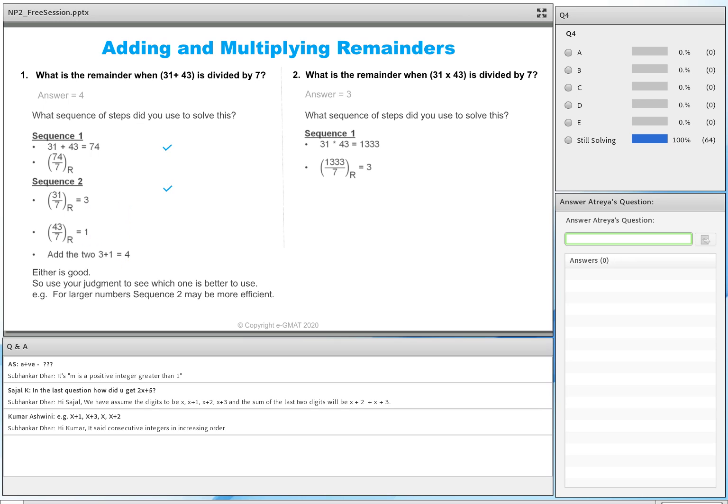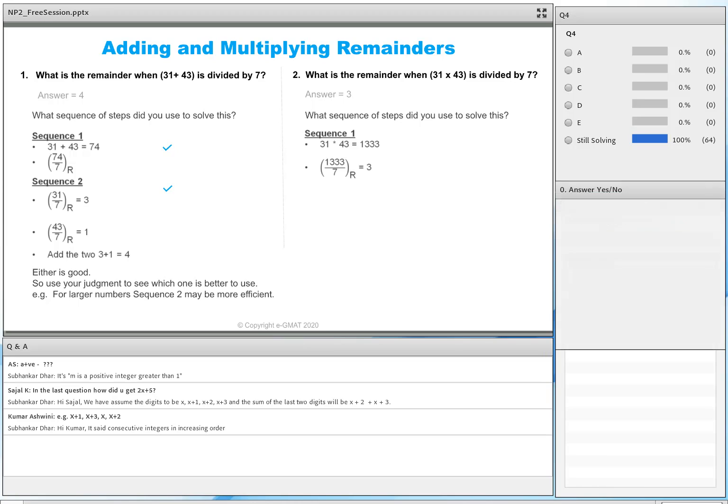But if I tell you, what is the remainder when 31 times 43 is divided by 7, would you be very much interested in doing the math? Please mark a yes if you are very much interested in doing the math. That is calculating 31 times 43. You won't do it, right?